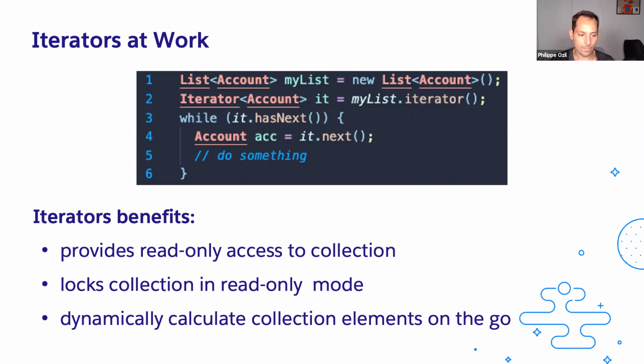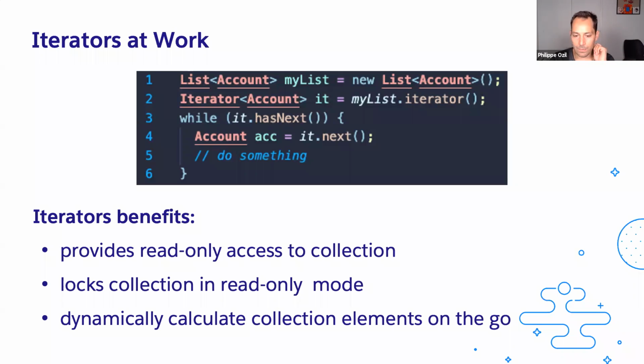The second thing, which I actually discovered while preparing this presentation, is not happening in Java, but it is very specific to Apex. Using an iterator actually locks the collection in read-only mode. As soon as you retrieve a handle to an iterator, here on line 2, you lock my list in read-only mode. So for example, if after retrieving my iterator here, I tried to add an element or remove an element from my list, I would get some errors.